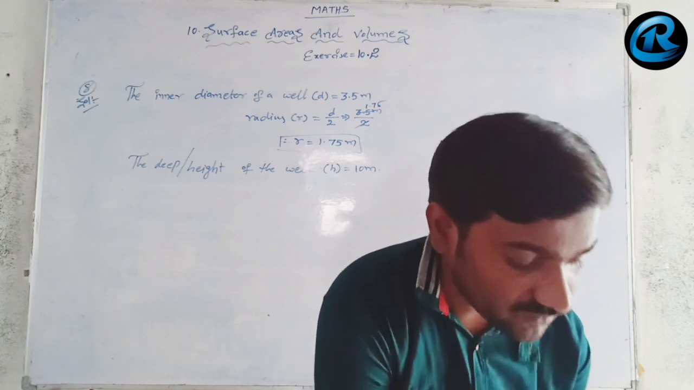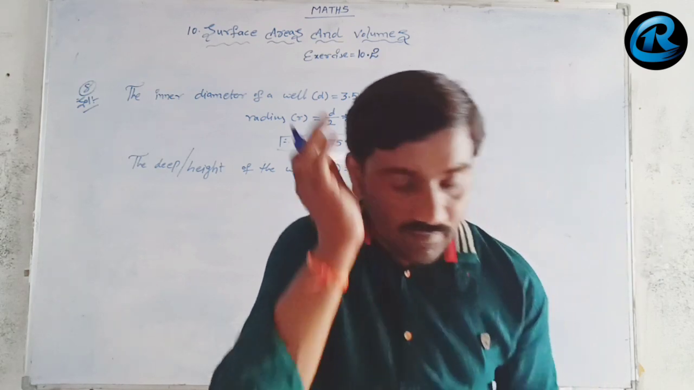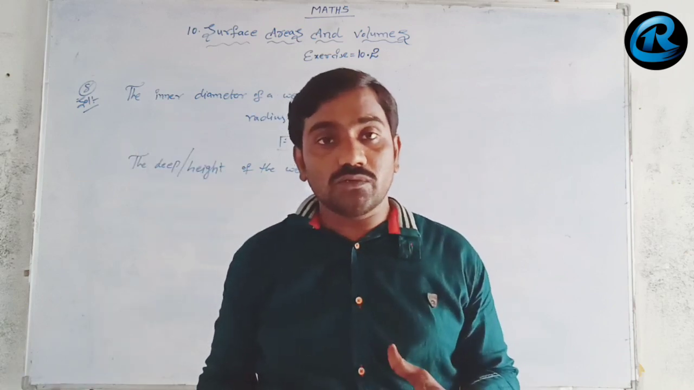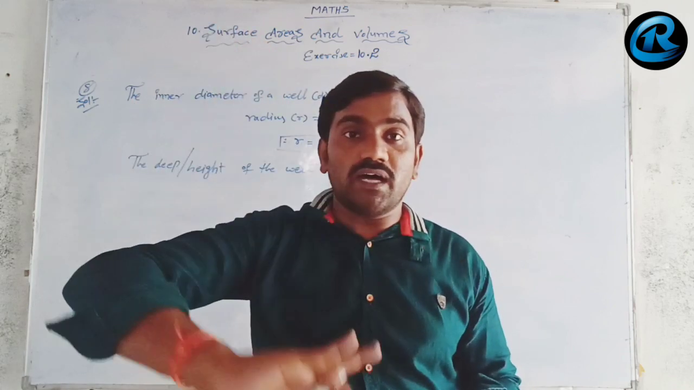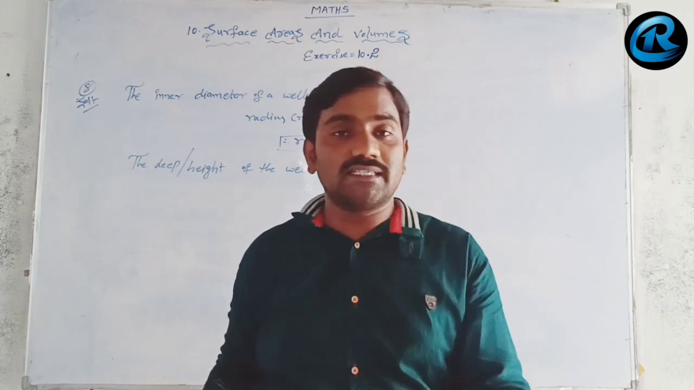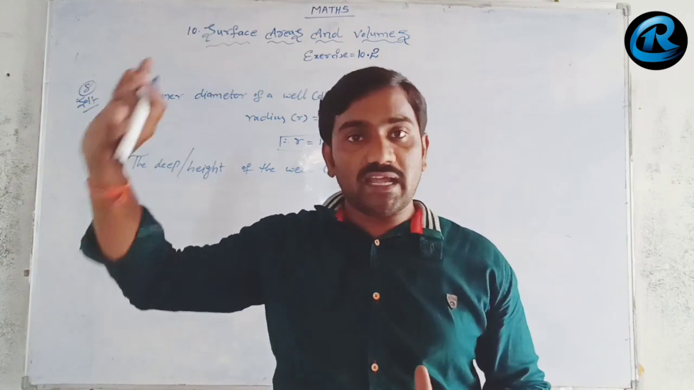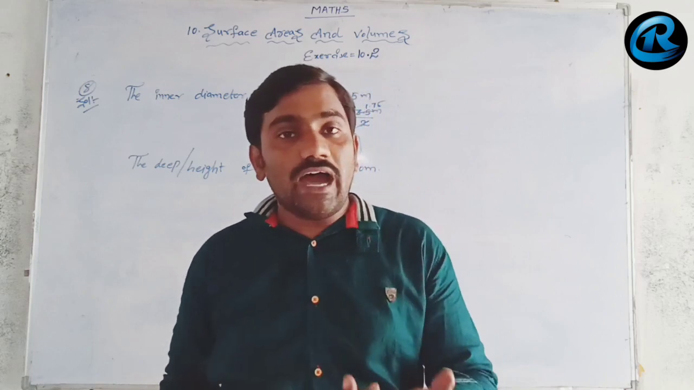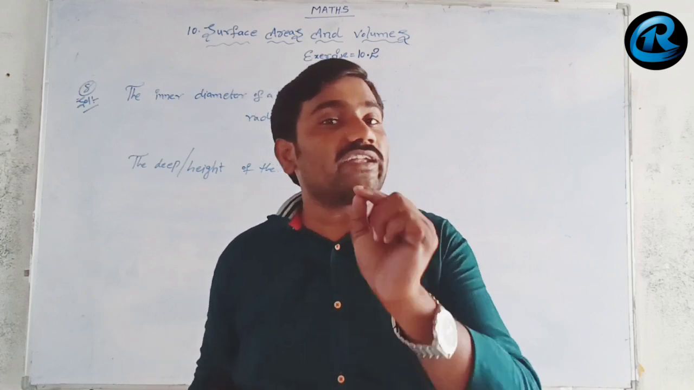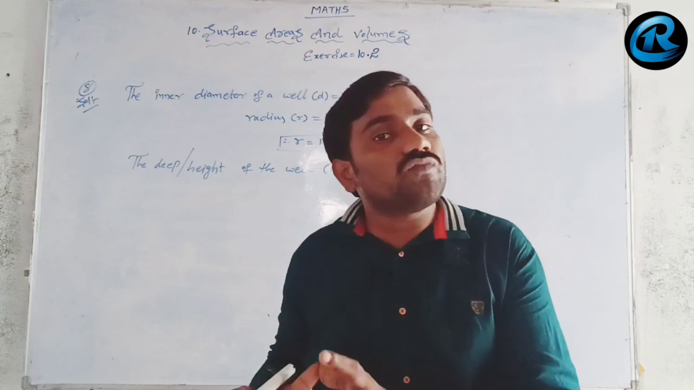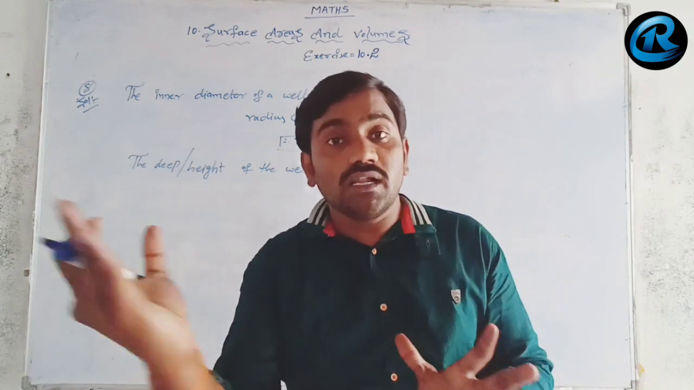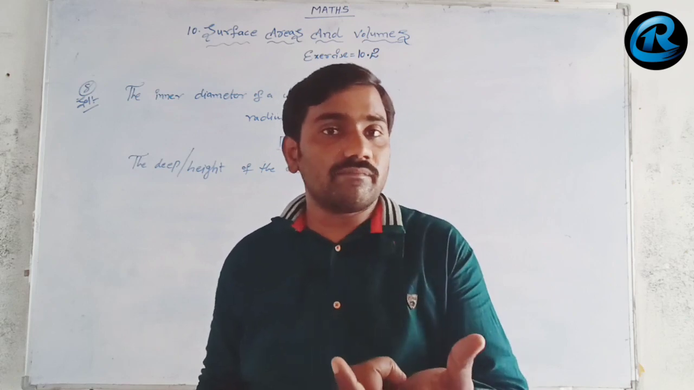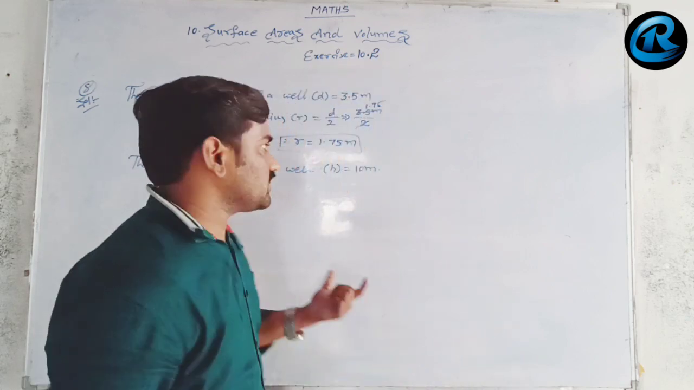So the curved surface area of a well we need to find out, and also the well is plastered. Plastering is done with cement, to keep the water purified. For that plastering, the cost is 40 rupees per meter square. So first of all we need to find out the total curved surface area of the well, how many meter squares there are, into 40 rupees.